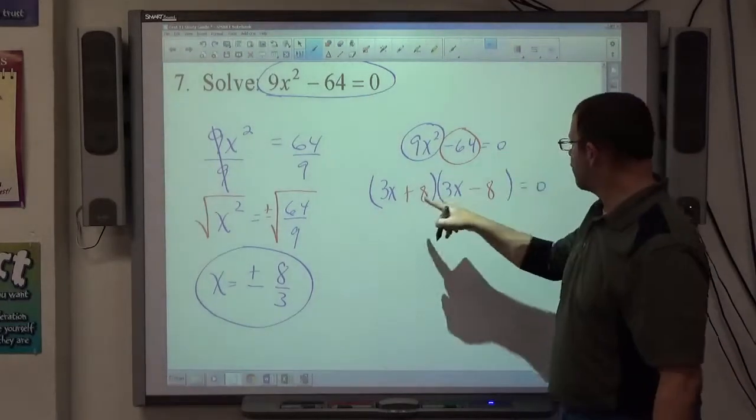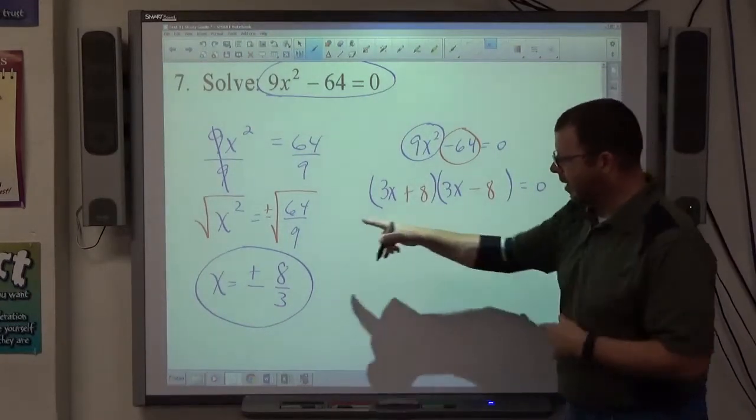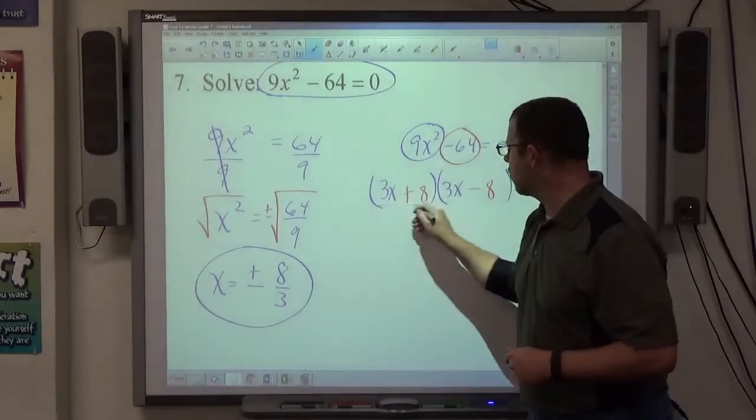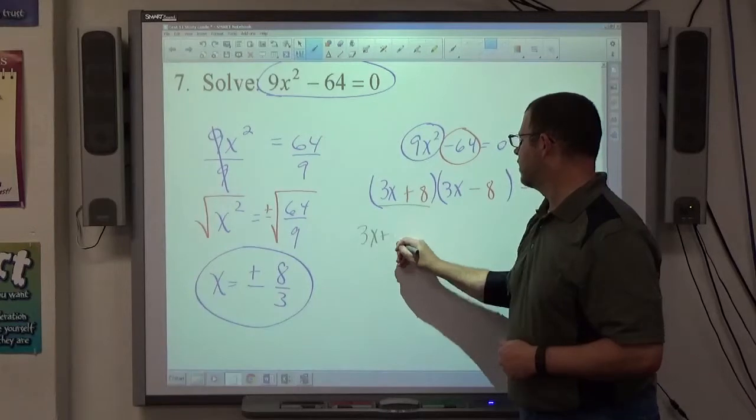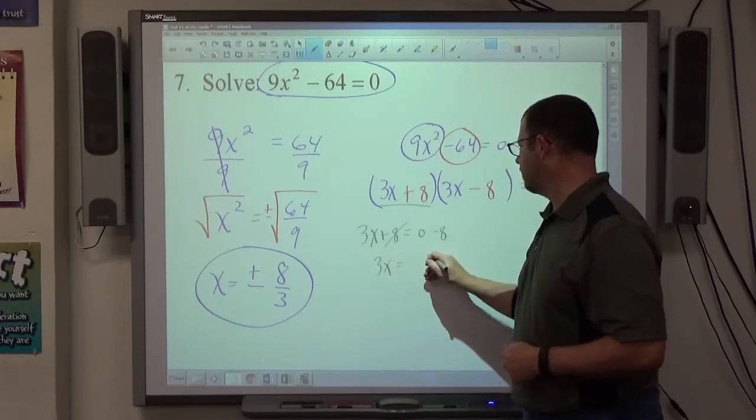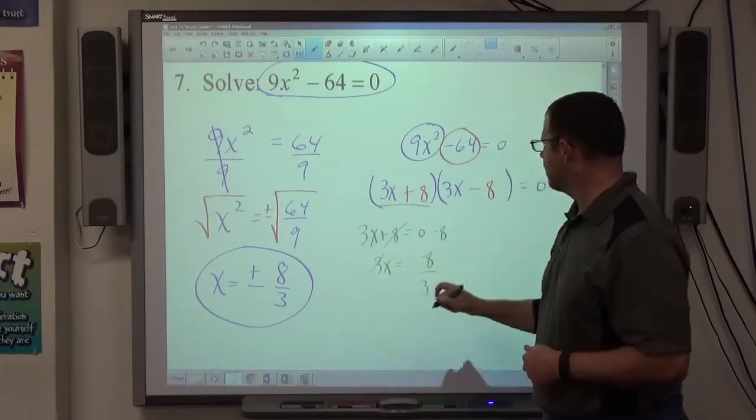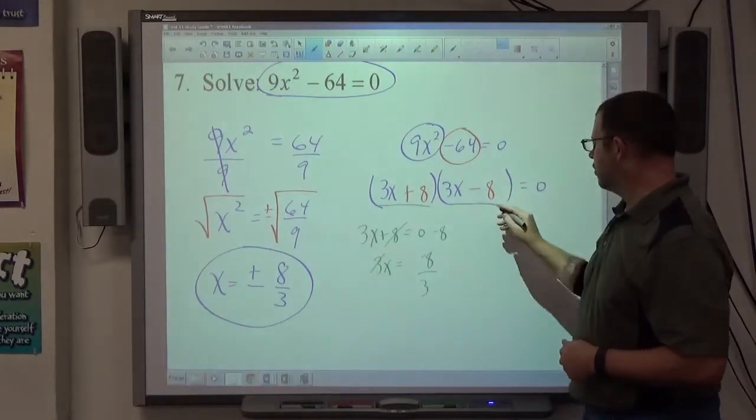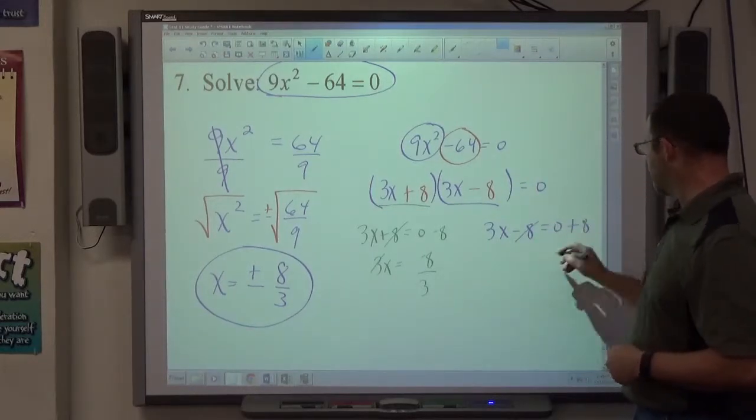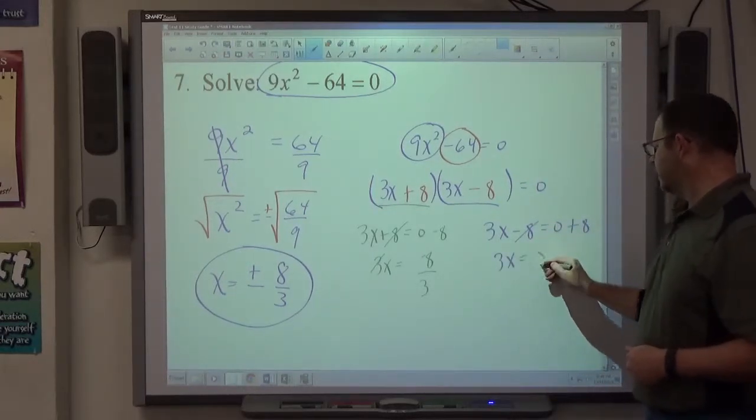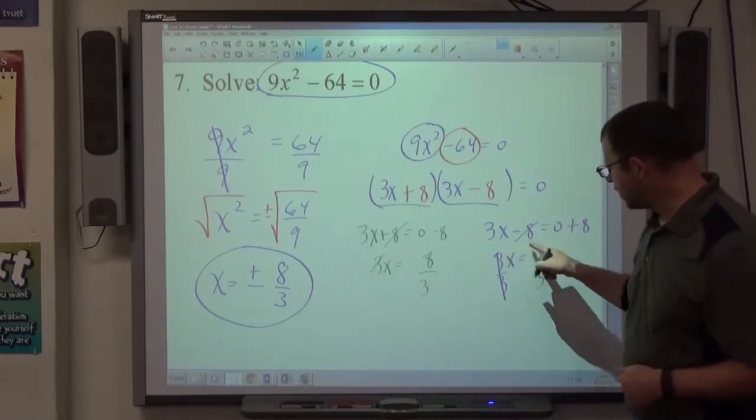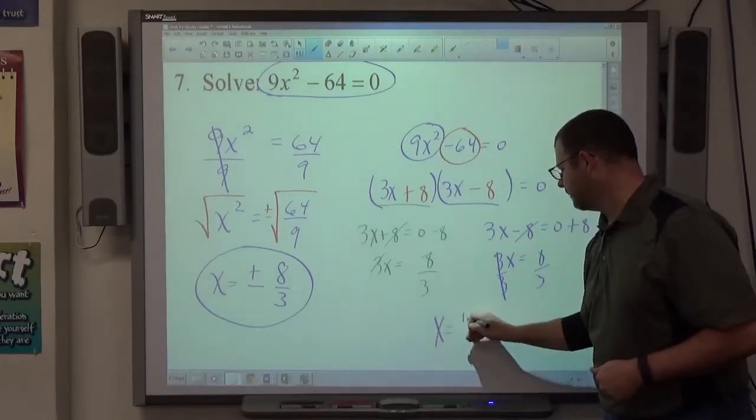If you go this route, just know I'm not done yet. I'm looking for answers to say x equals numbers. This is just factored form equals 0. So I have to take factor number 1, 3x plus 8, set it equal to 0. Move the 8 over, 3x equals negative 8, divide by 3, you get x equals negative 8/3. Factor 2, 3x minus 8 equals 0. Move the 8 to the other side, change the sign. 3x is equal to 8, divide both sides by 3. X equals 8/3. So you can see positive and negative 8/3 also for this one.